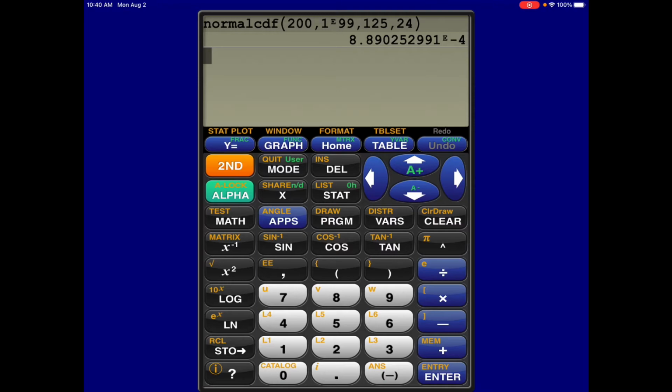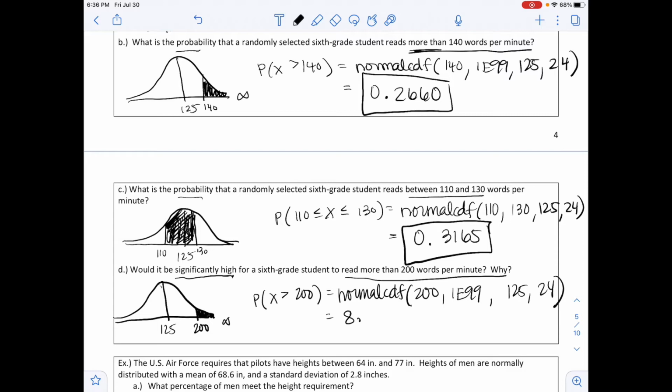Be careful to note that there is an E in there and that we need to rewrite this in standard form. From the calculator, you get 8.89, and it's times 10 to the negative 4th. And so whenever you get that E in there, you need to express it as a standard number and not as a scientific value. And so you would move your decimal 4 times to the left, and so this would be 0.000889, which would round to 4 decimal places, 0.0009. And so this is our probability answer here.